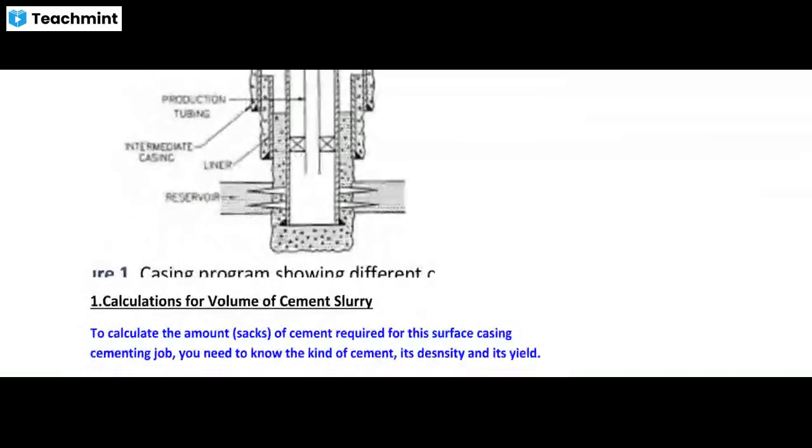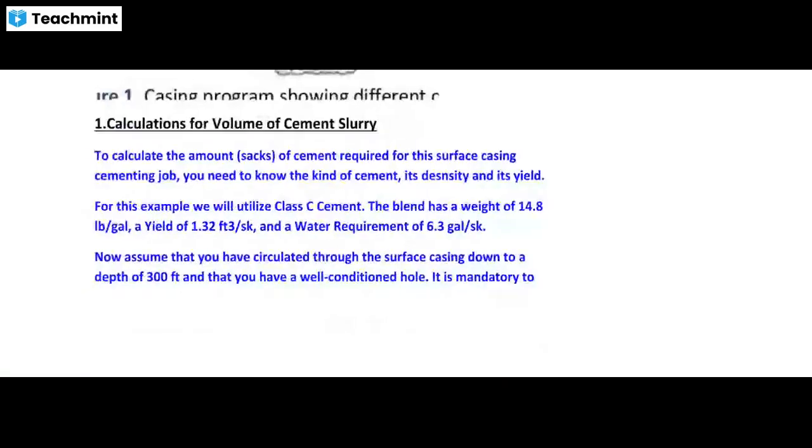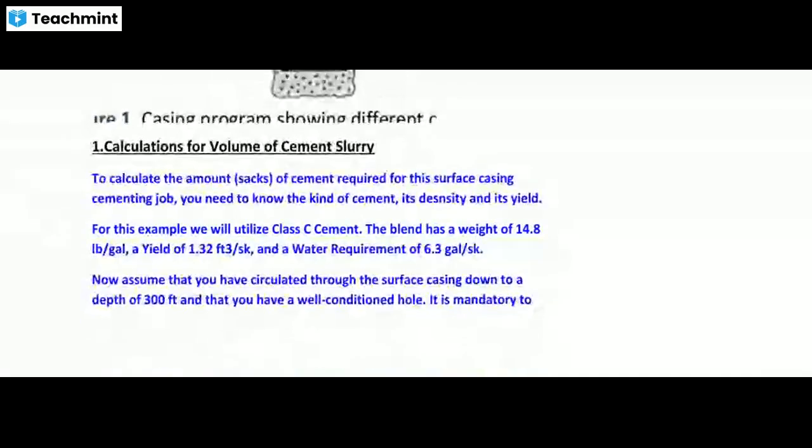Then calculation number 1. Let us go one by one. Calculation for volume of the cement slurry. With the given data, we are going to calculate the amount of cement required for the surface casing cementing job. We have to know the kind of cement, its density and its yield.